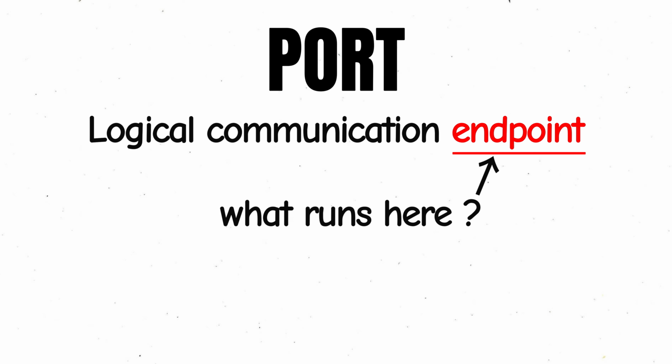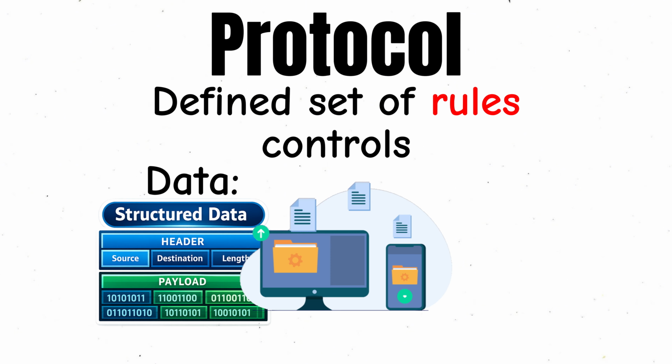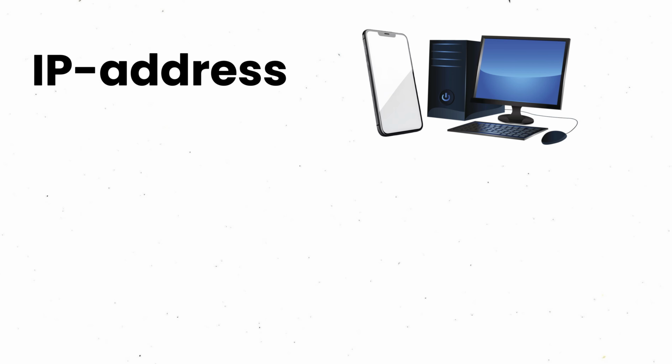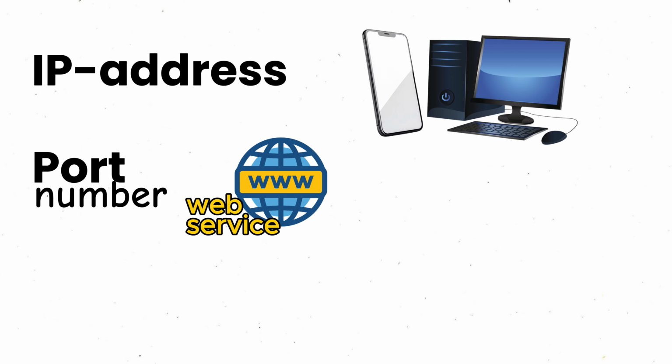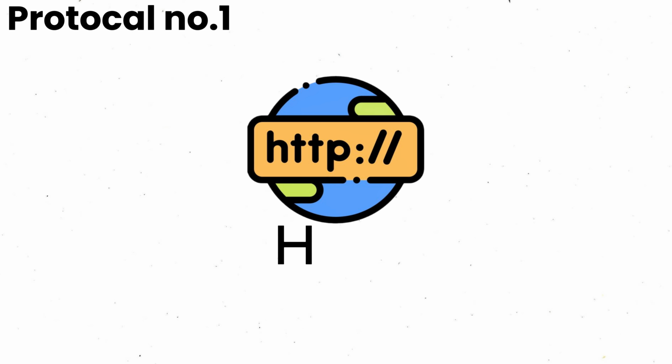Now that we understand what ports are, we need to understand what actually runs on those ports. That is where protocols come in. A protocol is a defined set of rules that controls how data is structured, transmitted, and processed between systems. So, IP address identifies the device. Port number identifies the specific service on that device. Protocols define how communication happens.